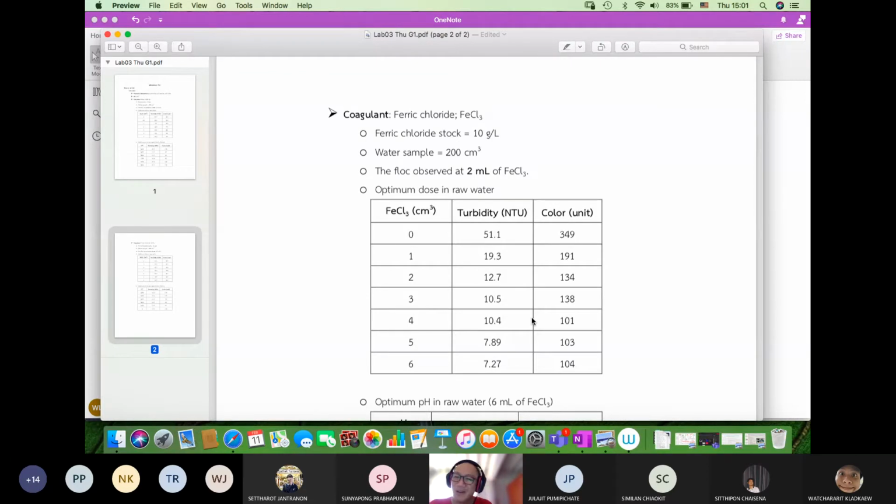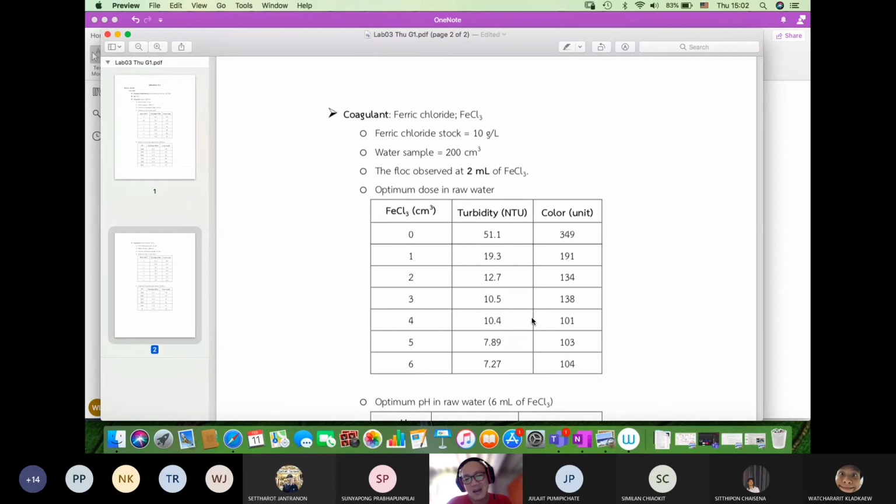Do you still remember 5 NTU is the standard? For drinking water, the turbidity must be less than 5 NTU, and color must be less than 15 units.